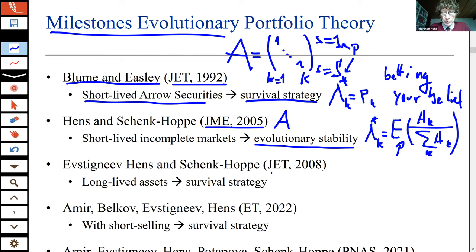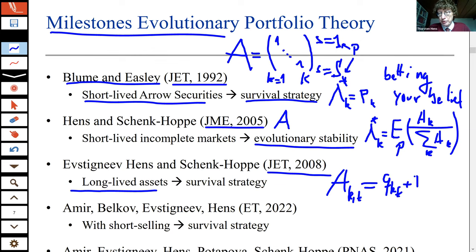So the next breakthrough was in JET 2008, where we could look at long-lived assets. Long-lived asset means the payoff of an asset K in the next period T is equal to the price of the asset, because now we can resell the asset in that period and possibly also generate some cash flows, for example, dividends in the next period. So this now is the payoff structure.